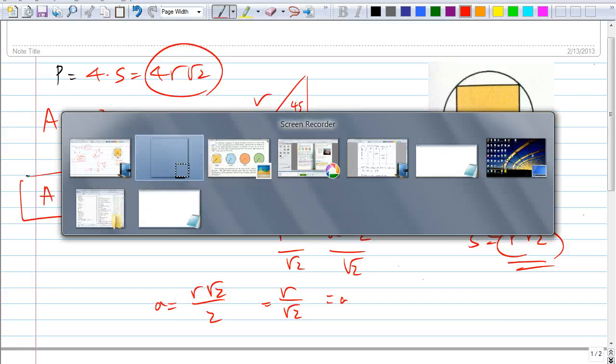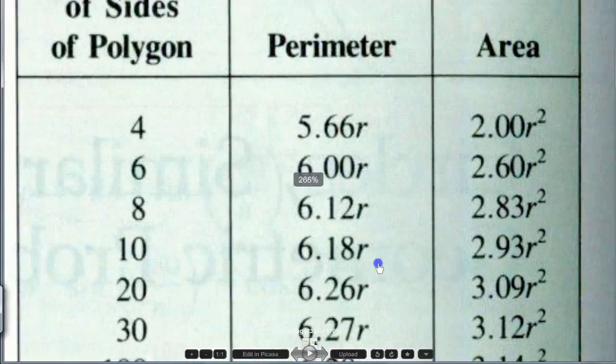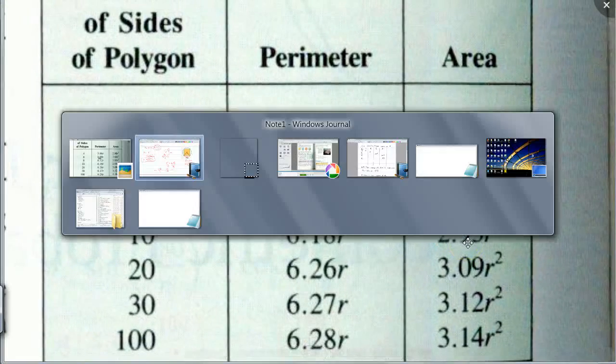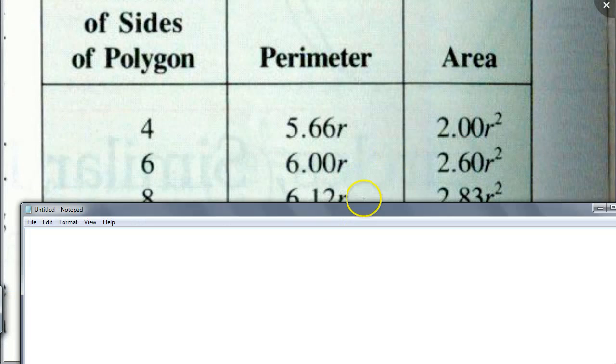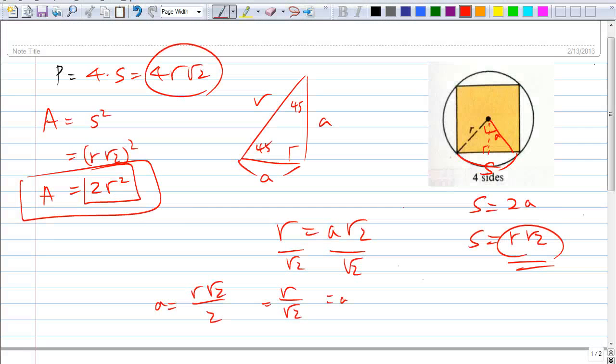So here, they actually did this for us too. Look, let's go down here. You see how number of sides is 4? They got us the perimeter. And then the area, 2R squared. That's what we got, right? Yeah. What did they get? 5.66 R. We didn't involve any pi in this square.